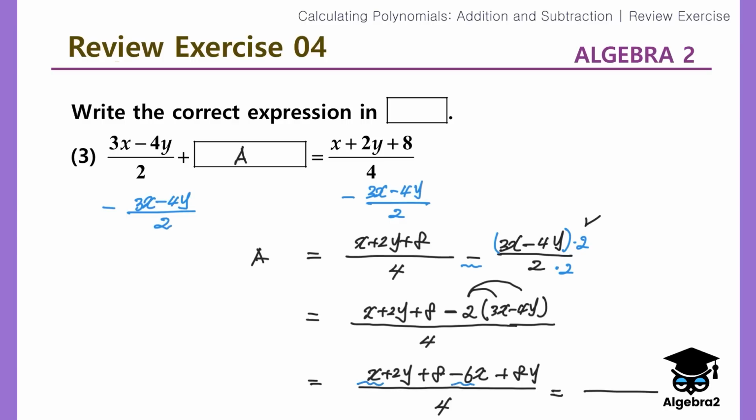So finally, here we have the x term: x minus 6x. That's going to be negative 5x, right? Let's look at the y term. 2y, 8y. That's plus 10y, right? And the constant, plus 8. So this is (-5x + 10y + 8)/4.